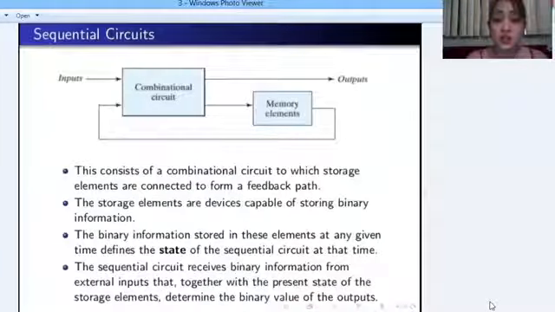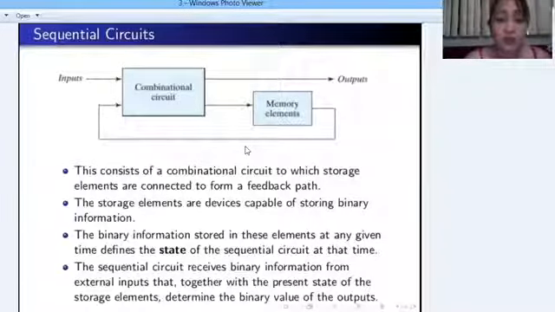So this is the block diagram of a sequential circuit. As you can see, I'll pop up here on the screen the picture of the combinational circuit. The main difference between them is this memory element, because this consists of a combinational circuit to which storage elements are connected in the form of a feedback path. The storage elements are devices capable of storing binary information.